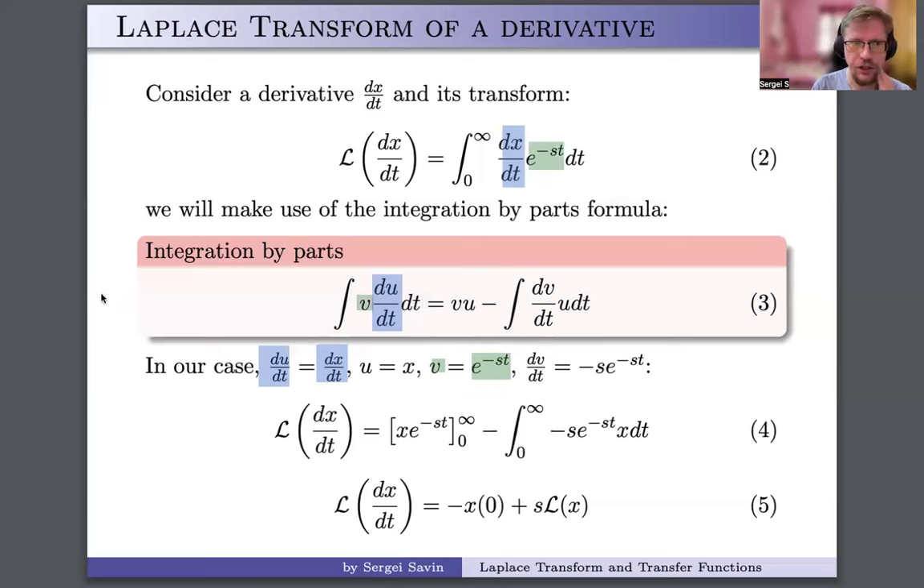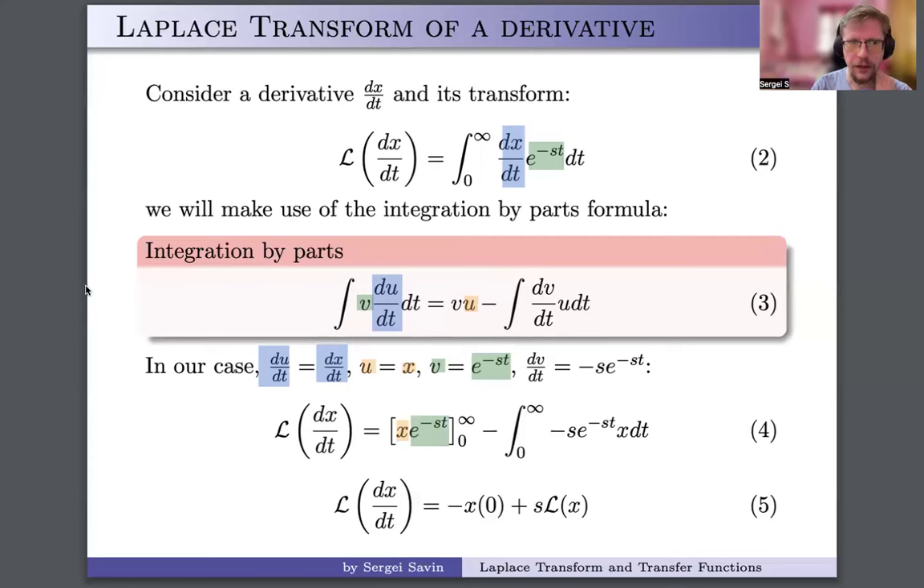Okay. Now we need to find two other things. One is, what is u? If du dt is dx dt, then u is x. So you need to put u here, right? So x, right? And we forgot to put v, which is, we said, the kernel, also here. So it is v.